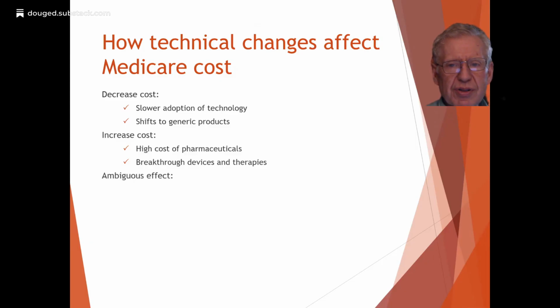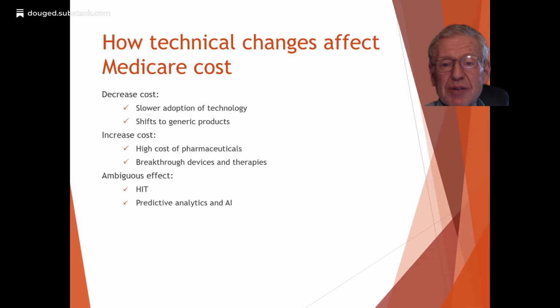Things that are, according to the literature, ambiguous in their effect. One is health information technology. I will not agree that in the long run, health information technology will have an ambiguous effect. I believe it will have an improvement. It will decrease cost overall, but perhaps this says at least that it's not to be assumed. Also, predictive analytics and AI, I'd make the same comments. Right now, it may have an ambiguous effect, but I think the impact both on workflow and on healthcare delivery will be substantial.